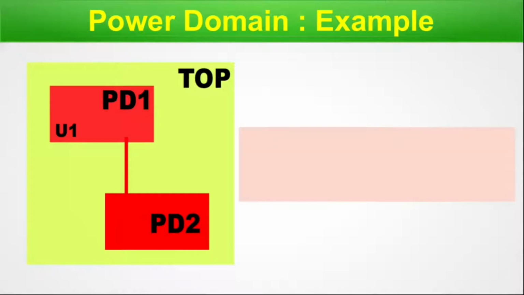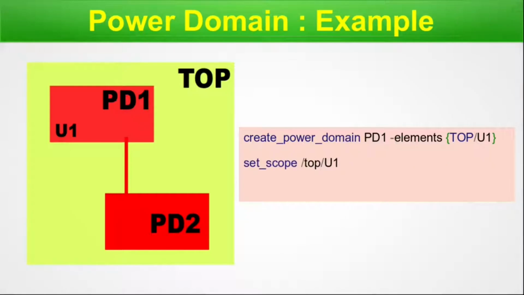So let's bring the example. Now first, create_power_domain PD1. PD1 is the name of the power domain, then -elements. Elements is top/E1. Next, we write set_scope at this level, /top/E1. So I mentioned that scope means down the hierarchy, at which hierarchy you are defining. You define the scope there, and we are defining with a hierarchical name.